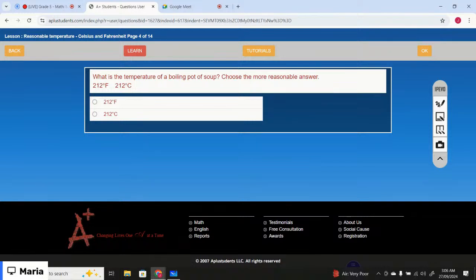What is the temperature of a boiling pot of soup? Which is the correct option? That is the boiling pot of soup, so that must be 212 degrees Celsius. That is option number two. Option two is the correct option.